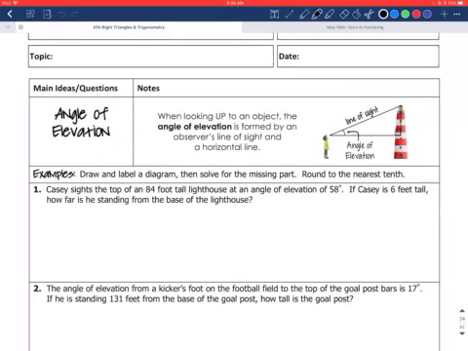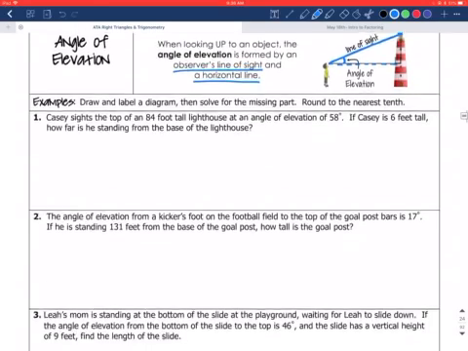All right, so angles of elevation and depression. The biggest thing about these two is that you're always going to have a horizontal line, and the angle of elevation is using that horizontal line and an object in the observer's line of sight. So here is our horizontal line, and the top of this lighthouse is the line of sight. So those two lines will create that angle of elevation.